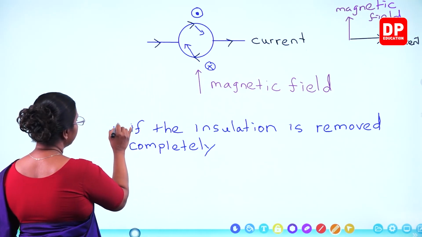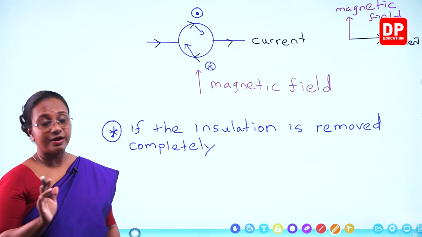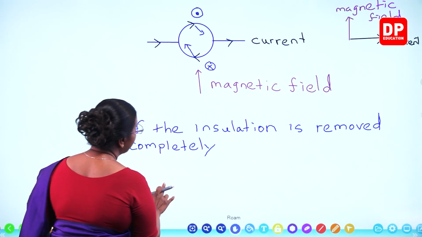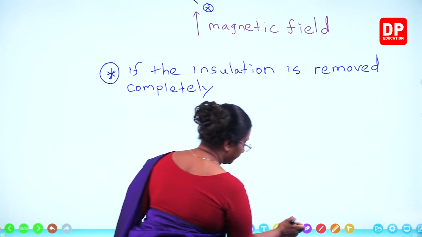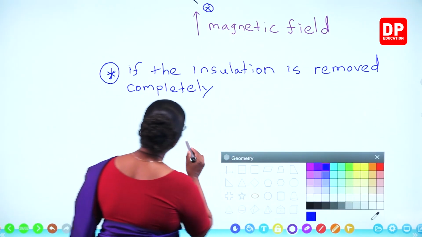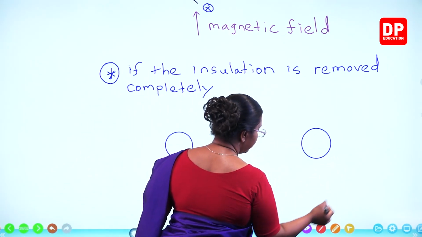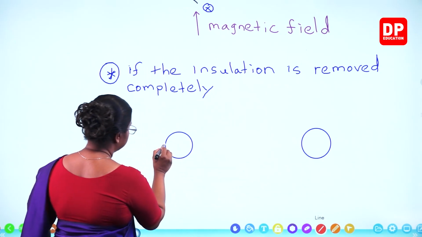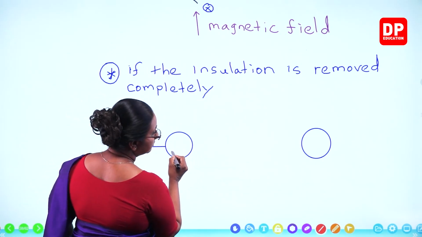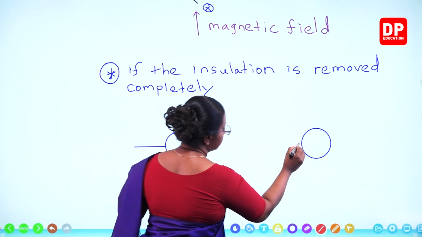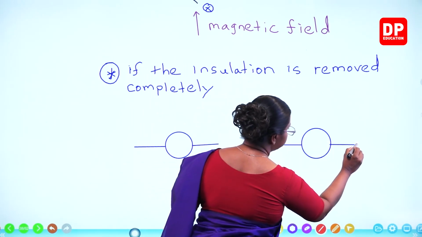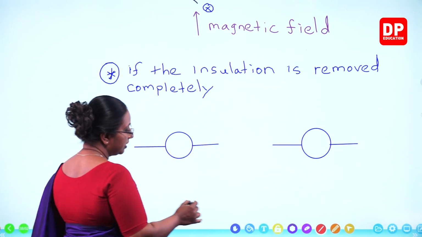Now, if the insulation is removed completely, you have to understand that. Then what will happen? I will draw two diagrams. You have the coil. This is the same coil. So here, students.